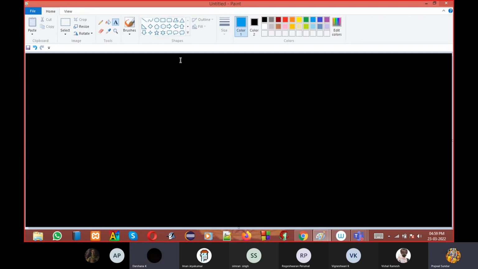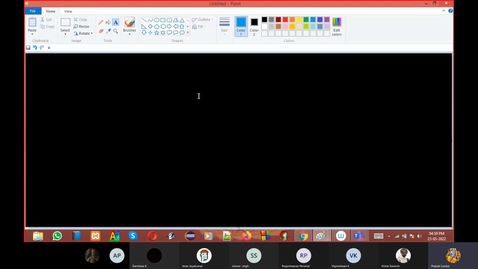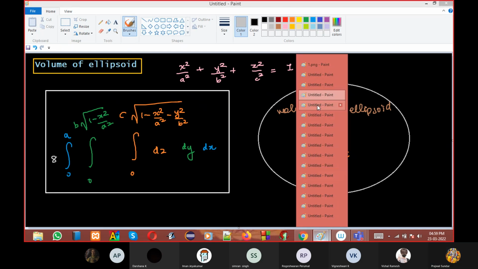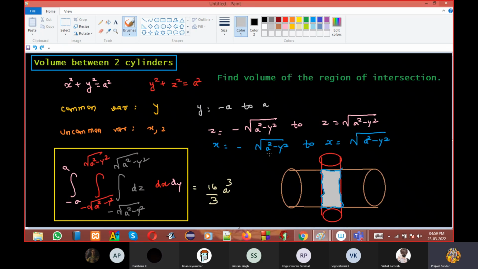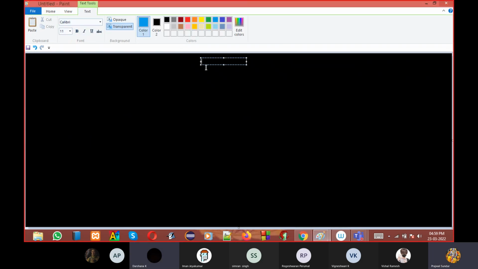The common volume thing is also there, no? Common volume I taught, no? Common volume between two cylinders I taught, no? Sorry, I don't know. It's okay, it's okay.